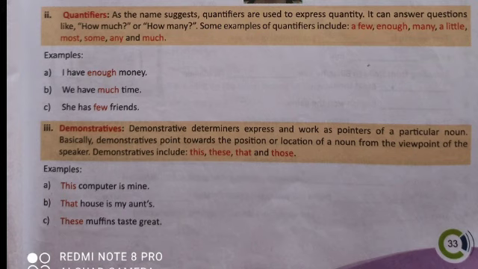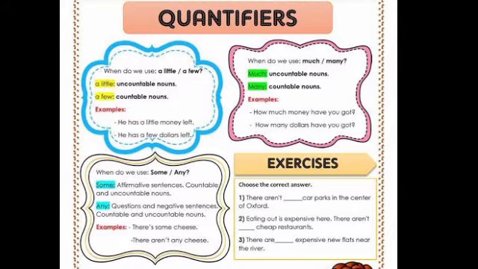Now look at the examples. I have enough money. We have much time. She has new friends. Children, when do we use a little and a few?